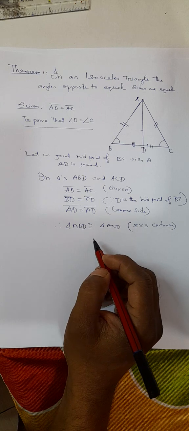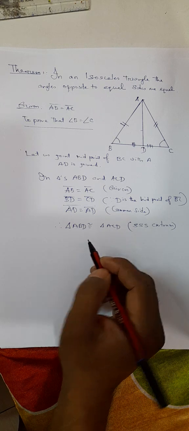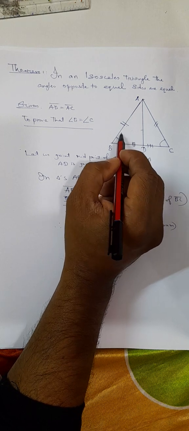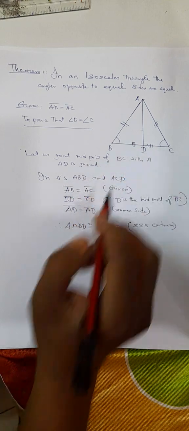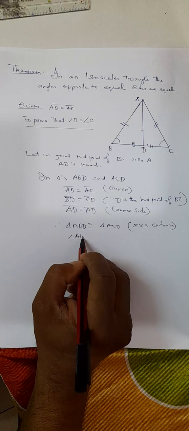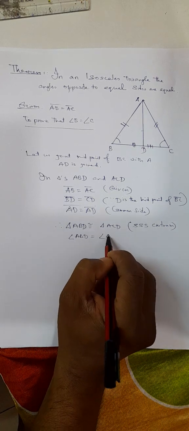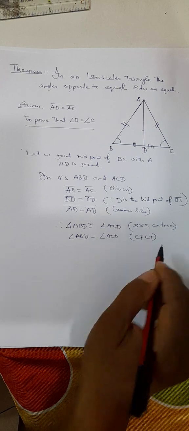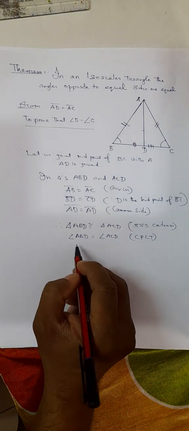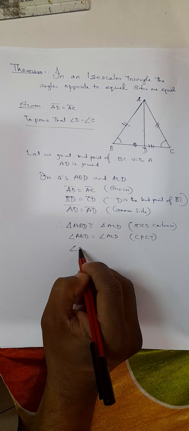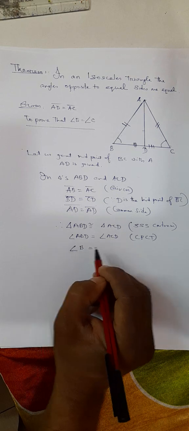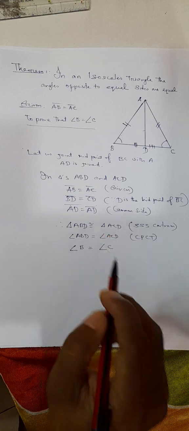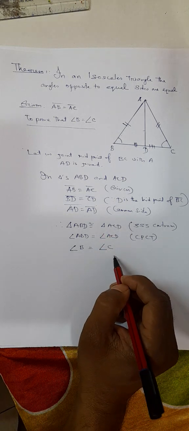Now we know that in congruent triangles, corresponding parts are equal. So corresponding angle of ABD is here ACD. Angle ABD equal to angle ACD by virtue of CPCT, corresponding parts of congruent triangles. Now what is ABD? Angle ABD means angle B in triangle ABC. Angle ACD means angle C in triangle ABC. So this was to be proved, right?